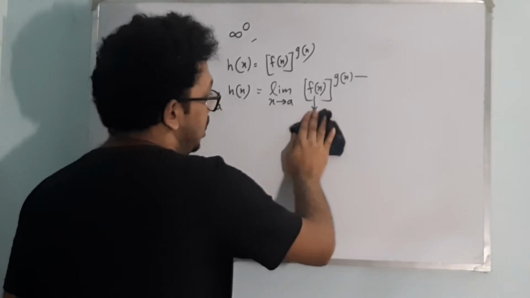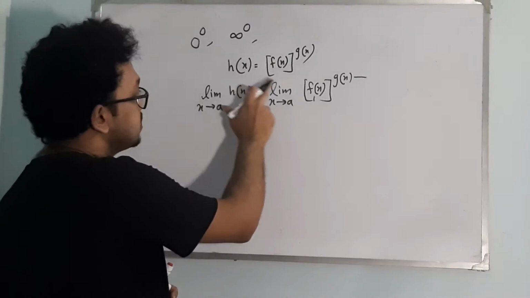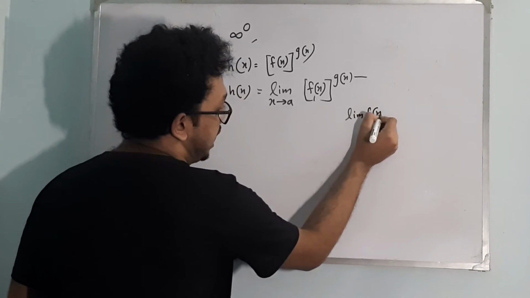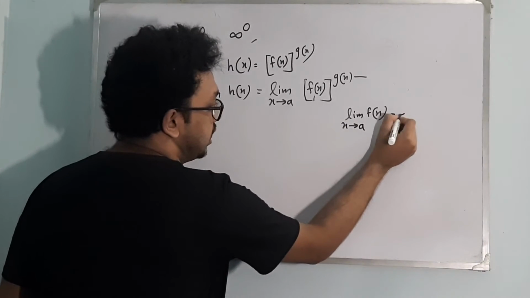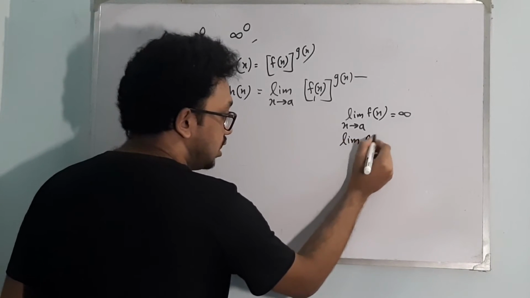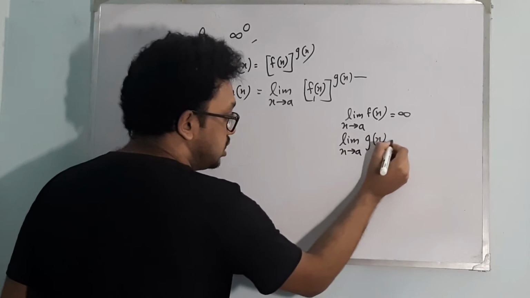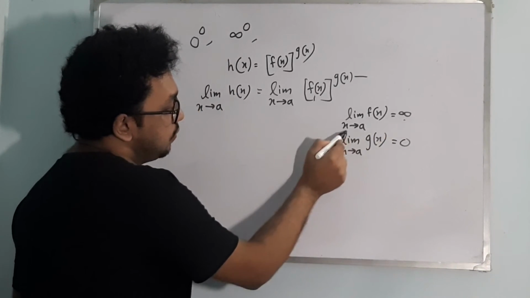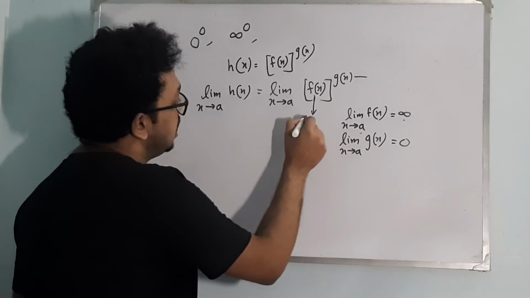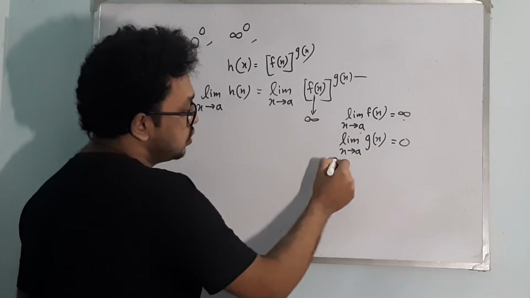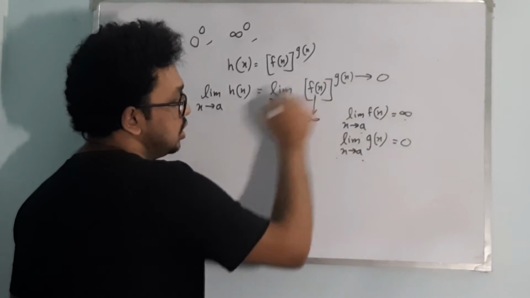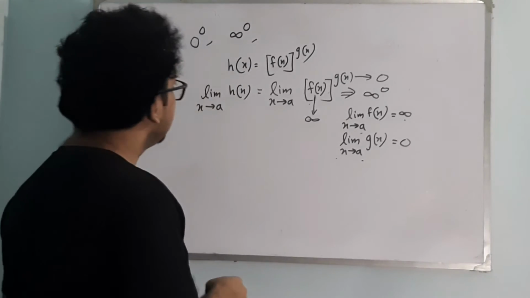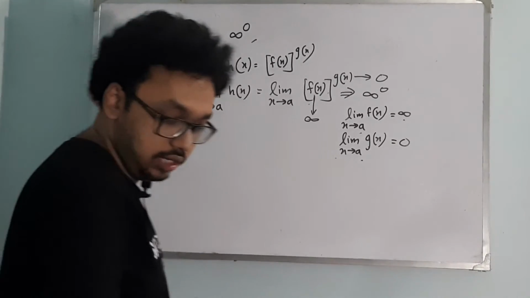Okay. Now, if you have a case such that h(x) is given in the form of f(x) to the power g(x), and the limit of f(x) when x tends to a is equal to infinite and the limit of g(x) as x tends to a is equal to 0, then it will be present in an infinity to the power 0 form. See, f(x) is tending to infinite when x is tending to a, and g(x) is tending to 0 when x is tending to a. So clearly we have an infinity to the power 0 form. I hope you understand the idea of 0 to the power 0 and infinity to the power 0 form.